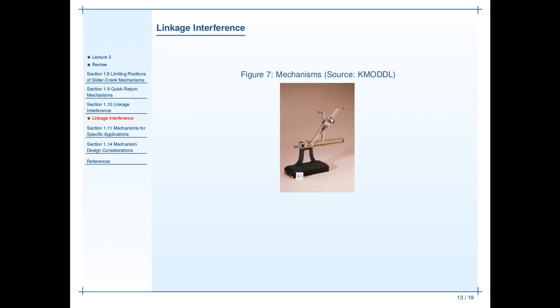When we have linkage interference, that's often a design problem, unless you're designing it in place for linkage interference. A little later in the course, I will be bringing in a piece that has a specific interference. It's used as a hinge, and that interference is meant to act as a stop to the hinge motion.